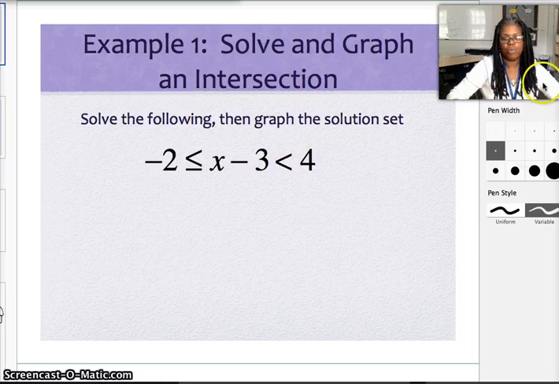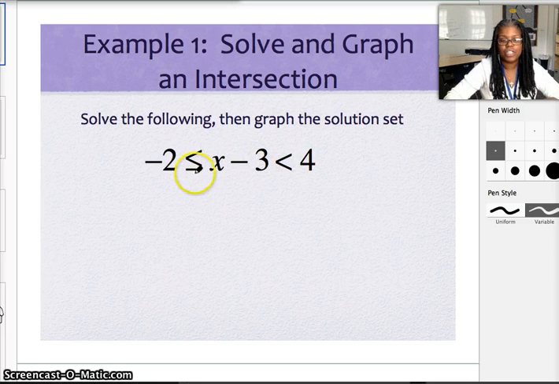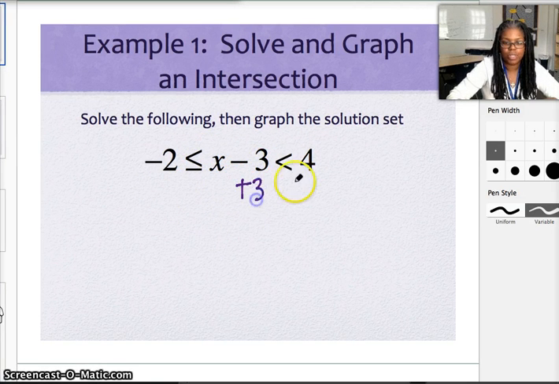So here is example 1, we're looking at an intersection. And again, you notice that this intersection has a similar feel for the example that we had at the top. So when we look at this, we're saying that x minus 3 must be greater than or equal to -2 and at the same time less than 4. And then we'll look at graphing them together. So when I look at this, I am thinking about isolating x as I usually would, and to do that I need to add the opposite. So I'm going to add 3 to not both sides, but all sides. When I do that, I get 1 is less than or equal to x, which is less than 7.